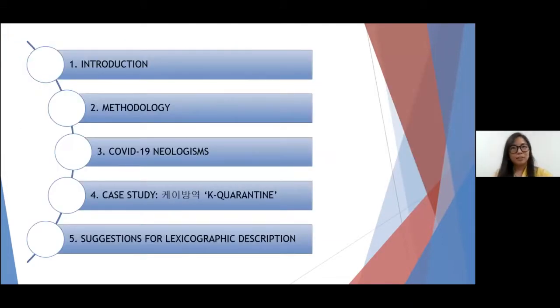Next, I will explain the methodology and talk about the general characteristics of the COVID-19 neologisms. And after that, I will focus on the case of a neologism K-방역, or K-quarantine in English. And finally, in the last section, I will present a macrostructural model for these COVID-19 neologisms based on our study.